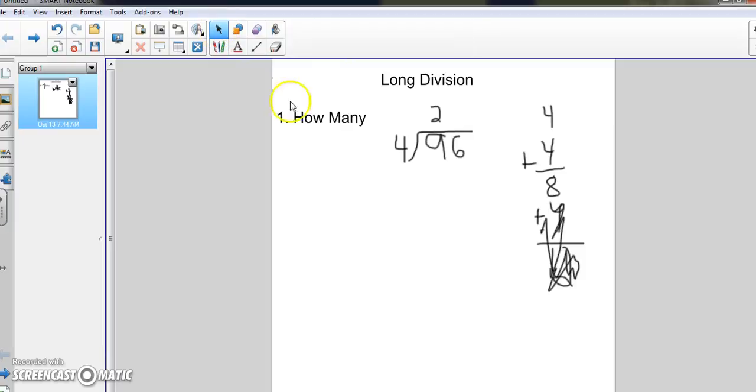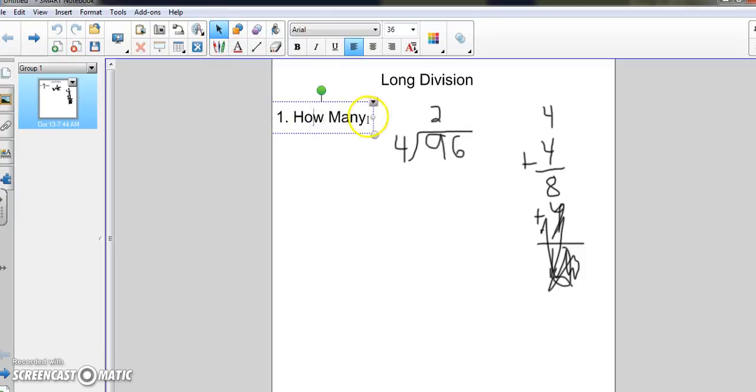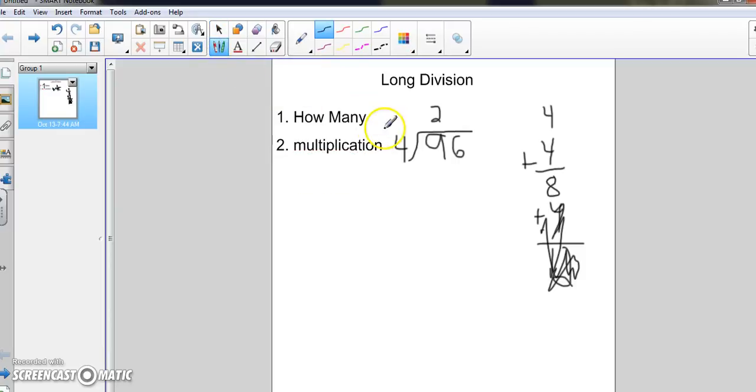My next step is multiplication. And I'll just write it out. Okay, so now I have multiplication. I have to multiply 2 times 4. And if I look over here, when I found out how many, what goes underneath the 9 is 2 times 4, 8.